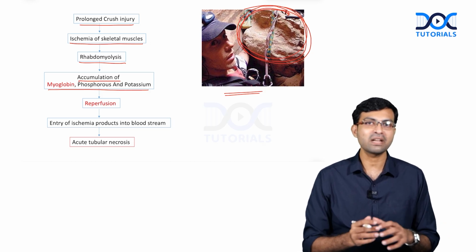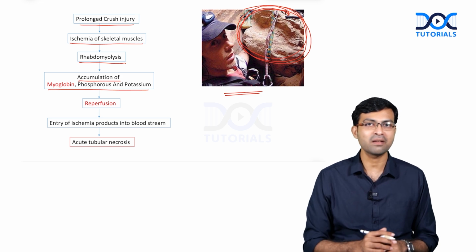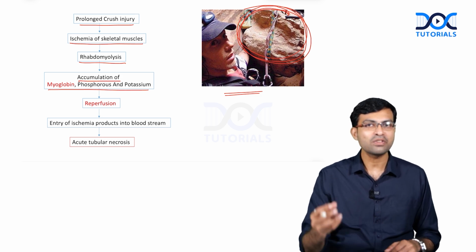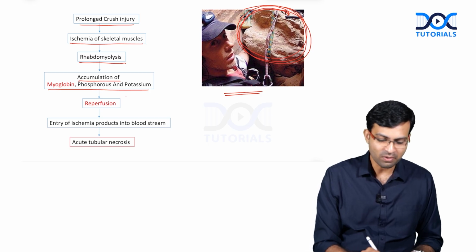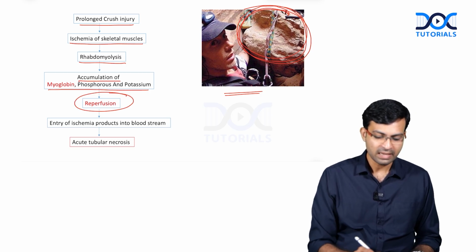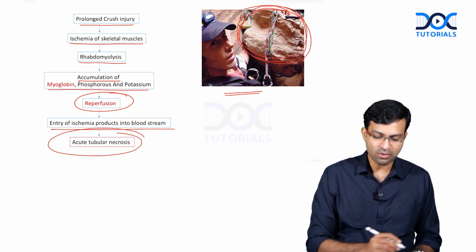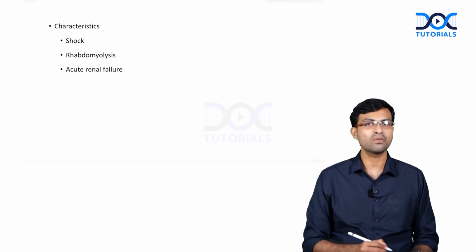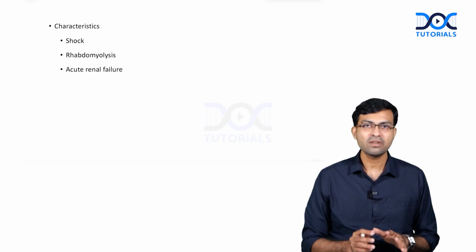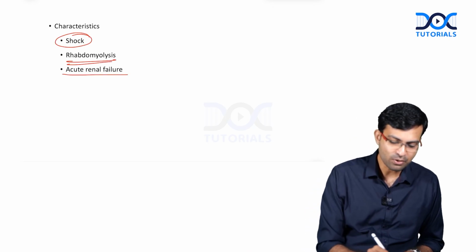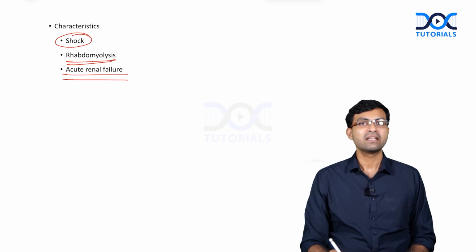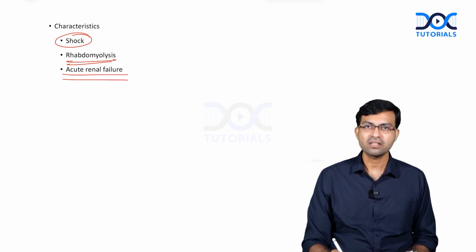Now imagine his friends coming and lifting up the boulder. What will happen? Immediately all these accumulated toxins will enter into the systemic circulation. This is what we call reperfusion injury. These ischemic products will enter into the bloodstream and cause acute tubular necrosis. And the patient will present to you with shock, rhabdomyolysis and acute renal failure. So this is the problem of crush syndrome.